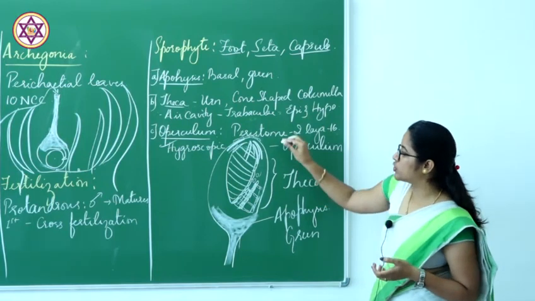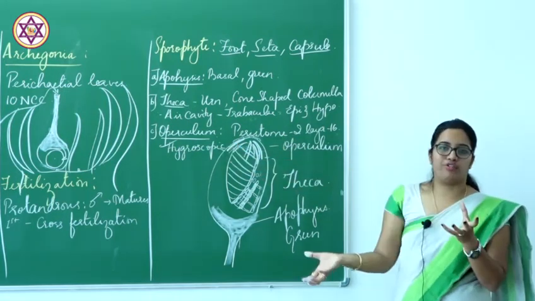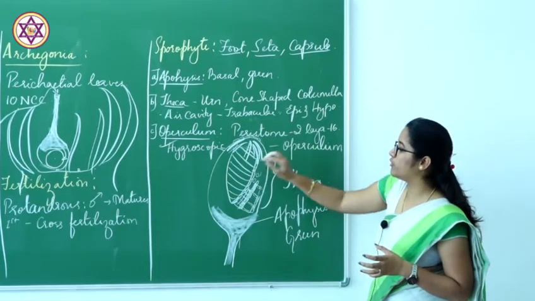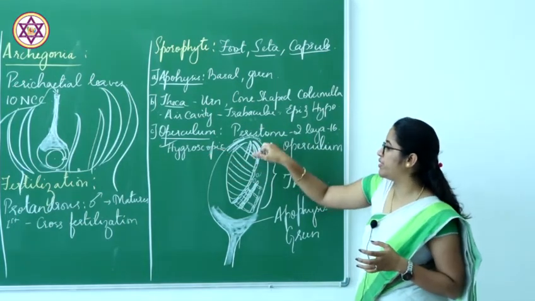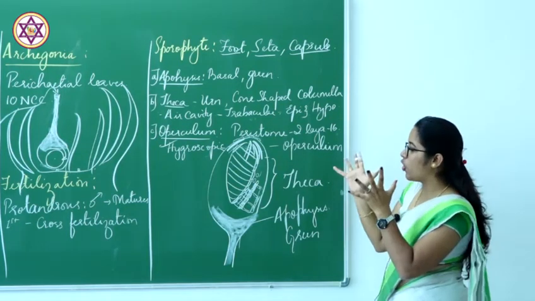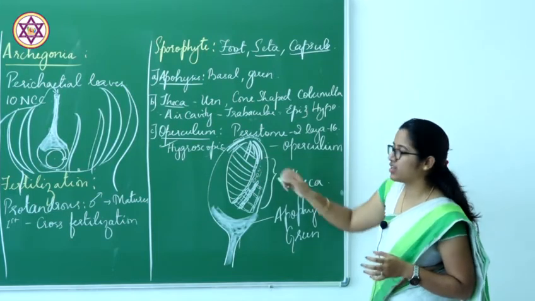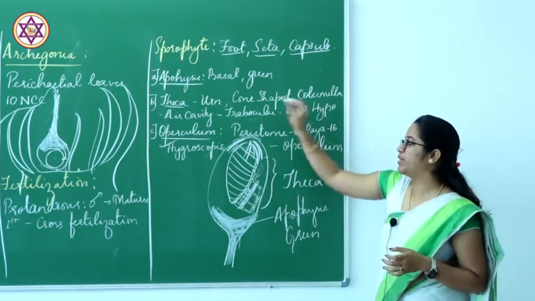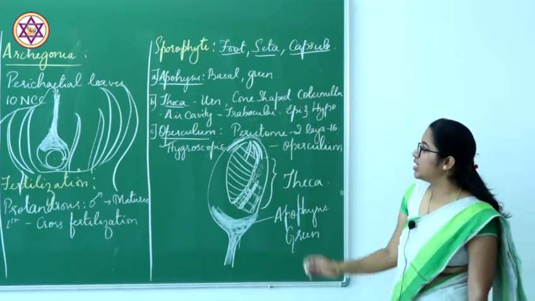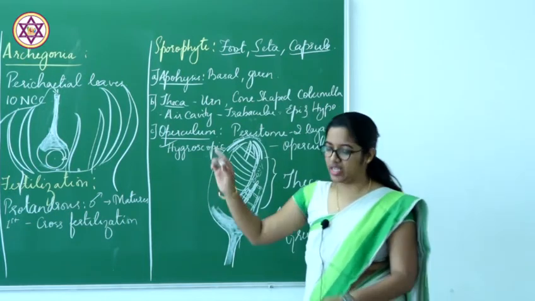So at maturity, this operculum will fall off. Okay, they just fall off because of the action of the peristome. The teeth will open up and close, and once they open up, all the spores which are in the sporogenous layer inside the capsule will be pushed out. Okay, so that is about the sporophyte of the Funaria.